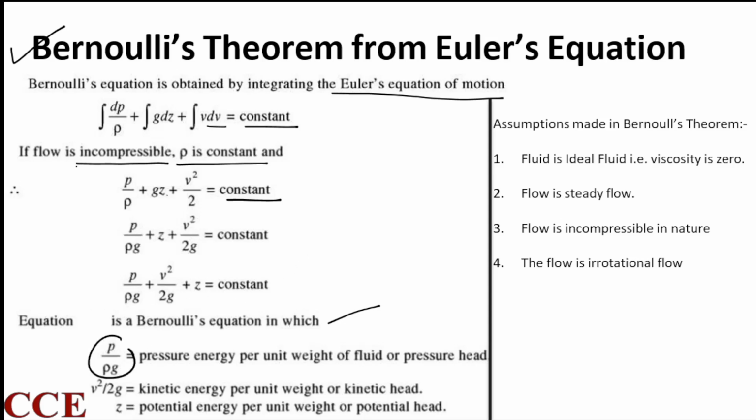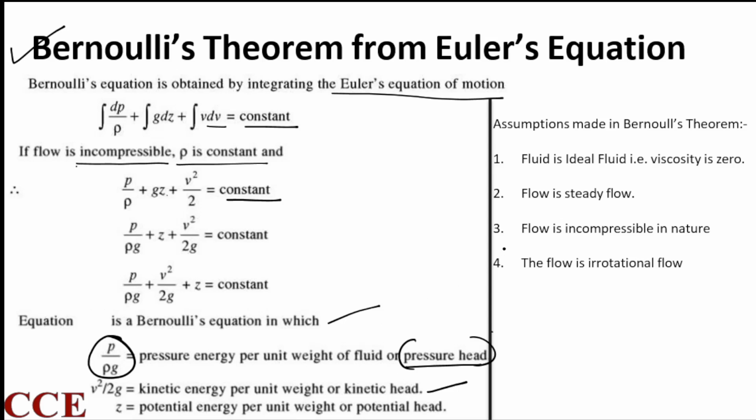So p by rho g is called the pressure energy per unit weight of the fluid, or in simple words, we call it the pressure head. V square by 2g is called the kinetic energy per unit weight or kinetic head, and Z is the potential energy per unit weight, or in simple words, we call it the potential head.